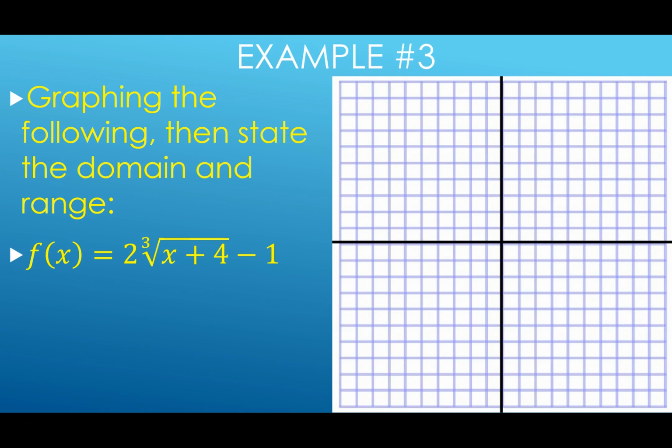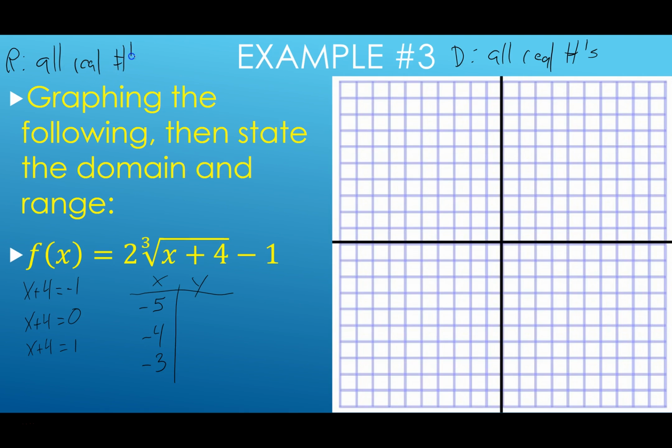So over here, we have our 2 cube root of x plus 4, minus 1. So again, we're going to set the inside, x plus 4, equal to negative 1, equal to 0, and equal to positive 1. So when we solve that out, we're going to get negative 5, negative 4, and negative 3. Again, domain, all real numbers, range, all real numbers. Just put that in immediately.